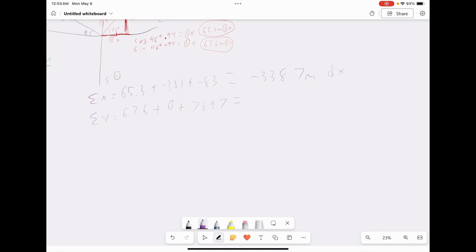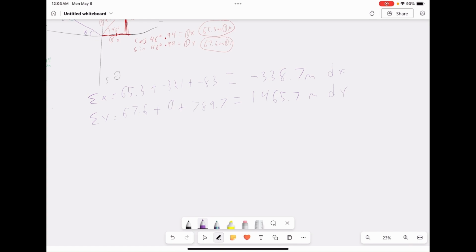And then 67.6 plus 0 plus 789.7 is 1,465.7 meters. That is my total distance of the y component. Perfect. Okay, now we are almost done.